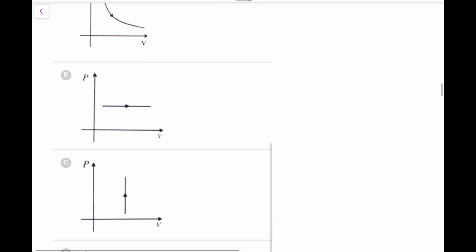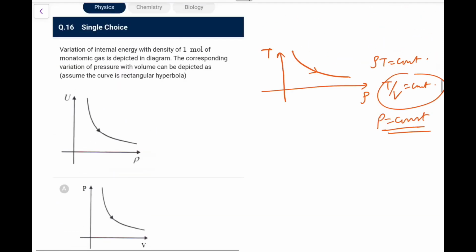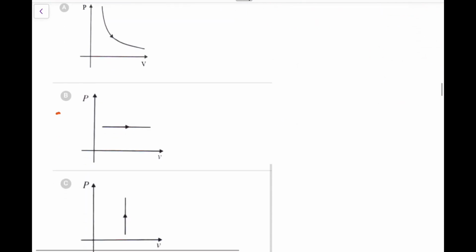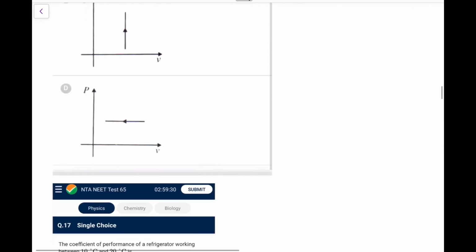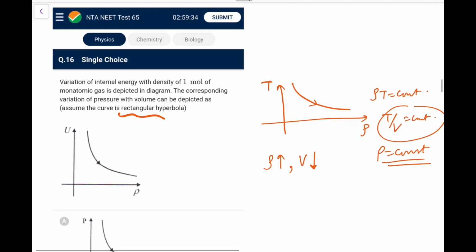So the pressure-constant curve I can see only in which option? The pressure remains constant with volume, and the density is increasing, which means the volume is definitely going to decrease. So volume is not increasing, so B won't be there. It would be option D. But again, they should have mentioned it. Okay, they have mentioned it, I didn't read it. They have mentioned that it is a rectangular parabola, so my assumption was right.